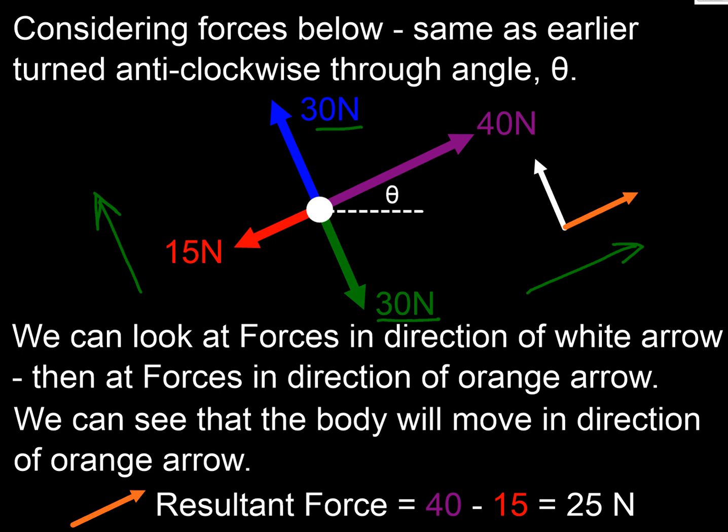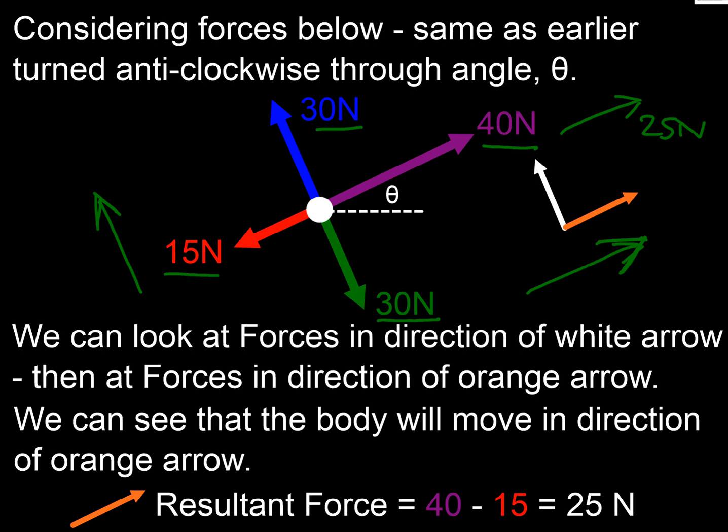Well, in this direction, I've got my 40 purple newtons going that way, and I've got my 15 resistive. So I think we can see again that I've got a resultant force here, 40 minus 15, so I've got 25 newtons moving me in that direction, along the line of that arrow. It's not moving me purely horizontally, as it's taking me up slightly as well, but it's going in the direction.